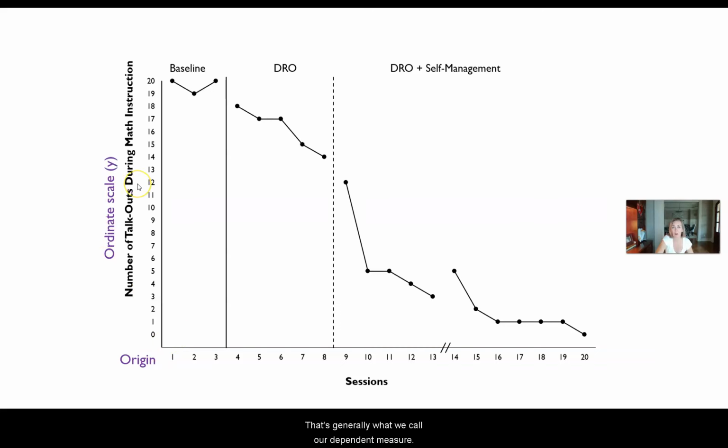That's generally what we call our dependent measure. It's what we've been collecting data on. Okay, so it's the behavior that's going to change over time, which brings us to the abscissa scale. The x-axis is really a time series. Sometimes it's labeled sessions, sometimes days.